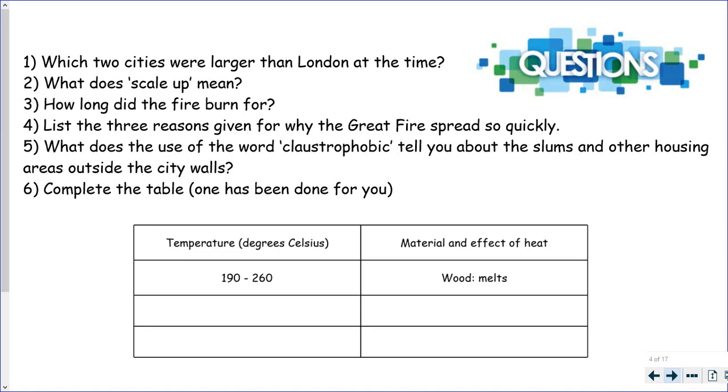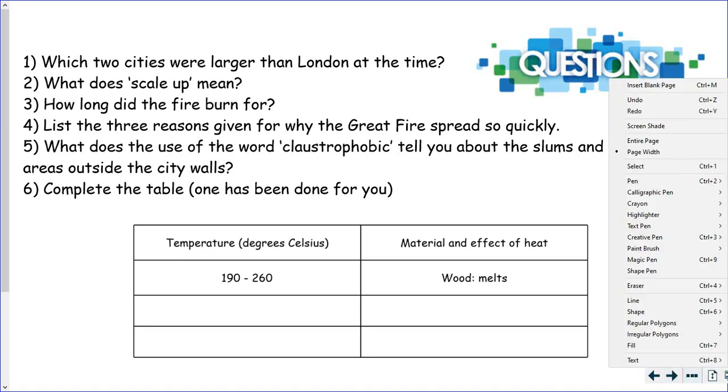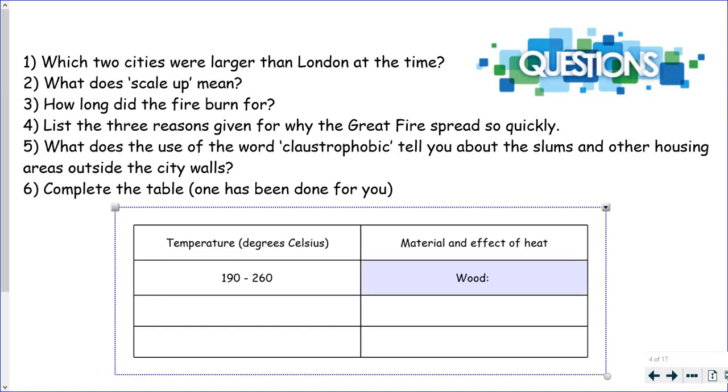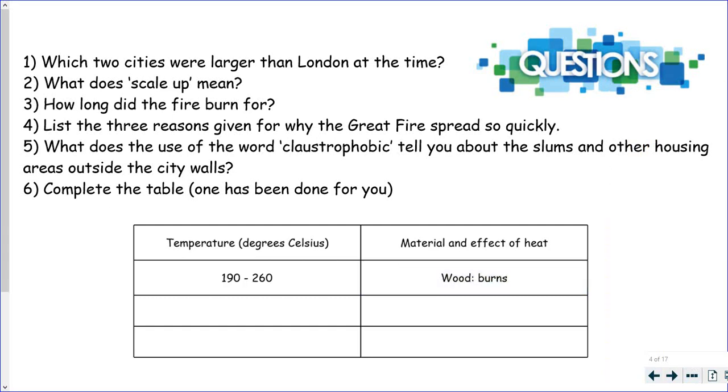1 has been done for you. So it tells you a temperature between, so it's 190 degrees Celsius to 260 degrees Celsius. The material, wood, melts. So I want you to see if you can tell me some other facts to put in that table, some other temperatures, what material it affects and how it affects them. Okay? In fact, that should be wood burns, not melts. Let me see if I can edit that for you. I know what's happened. That should be wood burns. Copied and pasted the wrong bit across.